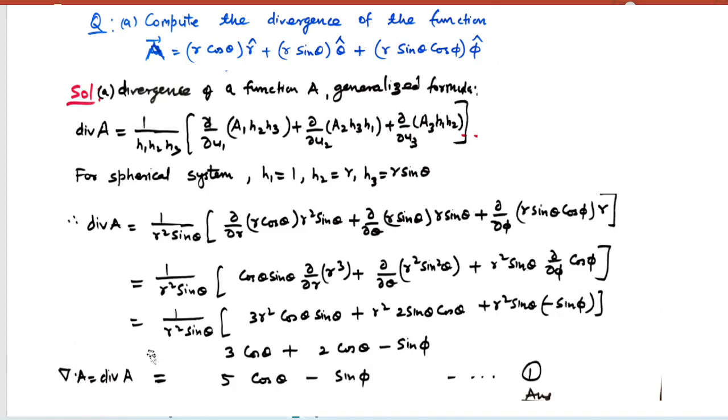And finally if we simplify it, it will be 3 cos theta plus 2 cos theta minus sin phi, that is 5 cos theta minus sin phi. So the divergence of this vector function, which had r cap, theta cap, phi cap directions, is a scalar quantity. It does not have any vector. So the divergence of a vector function is always a scalar quantity. This is the general formula for finding the divergence, and here it was the spherical case, so that's why we have used this.